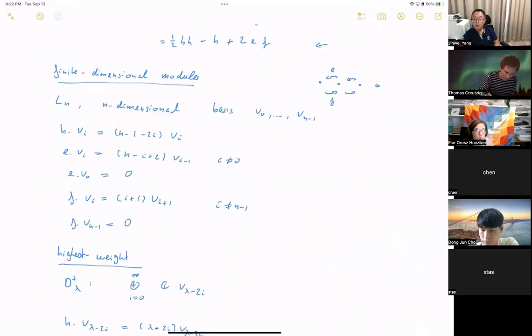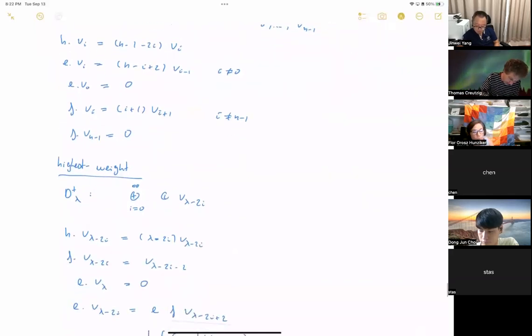It has a highest weight vector. So this means this vector is mapped to zero under E, and this one is mapped to zero under F, right? For a highest weight module, we would have infinitely many weight vectors, but it still has here a highest weight vector.